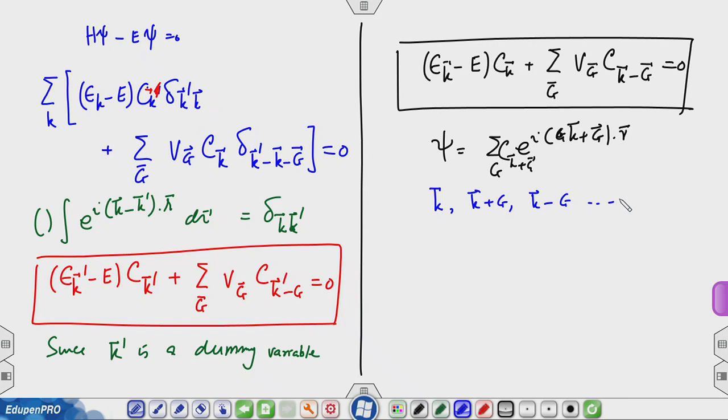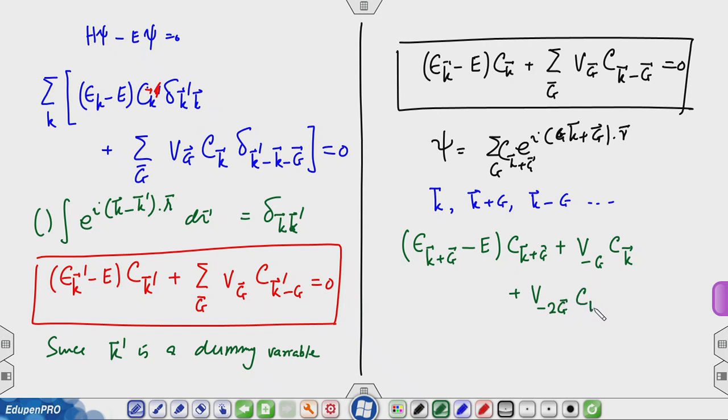So, the set of equations that I get are going to be, let me write 3 of them, (epsilon of k plus g minus E) C of k plus g, plus V of minus g C of k, I have taken g to be minus of that, plus let us say V of minus 2g C of k minus g, and so on equals 0.